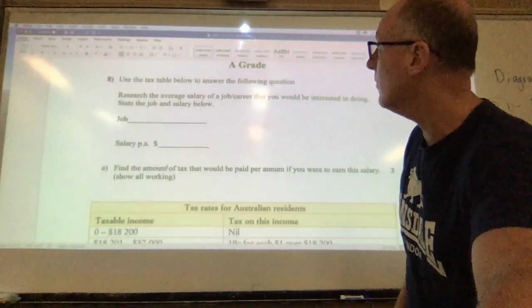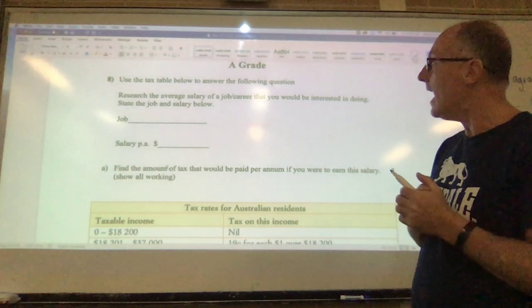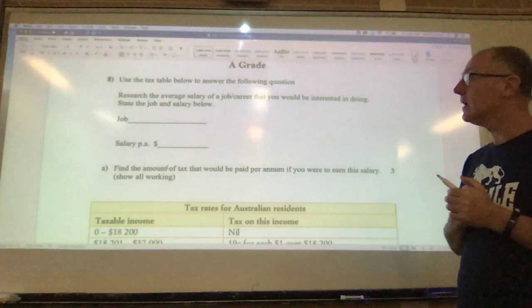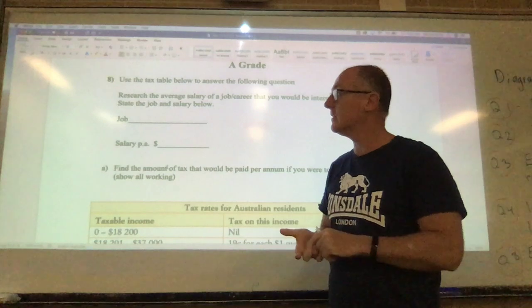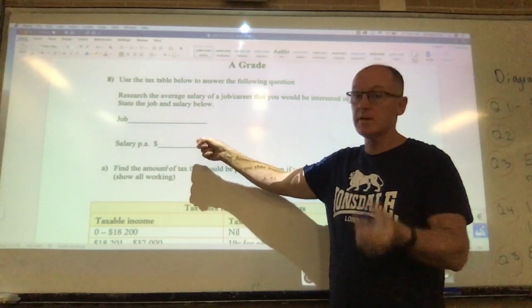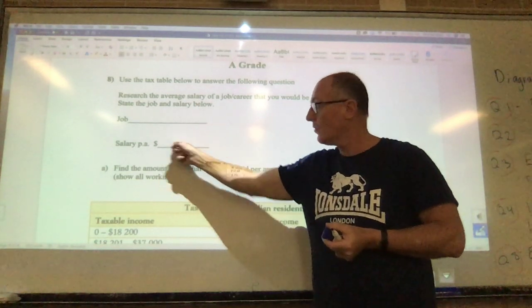Okay, the A grade questions, use the tax tables below. Research the average salary of a job or career that you'd be interested in doing. State the job and the salary below. So find a job, say you're interested in being a teacher, for example, write down the average salary. You'd have to research this on the internet. The average salary of a teacher, if you chose that, write it down there.